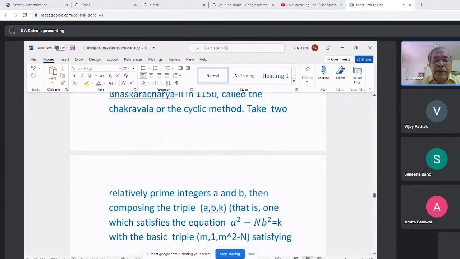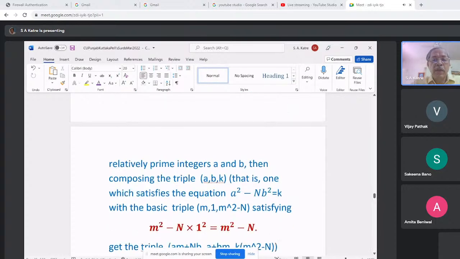So in this method, first of all, you take two relatively prime integers, a and b. Then you consider the triple a, b, k. This triple means it is a solution to the equation, that means a square minus n into b square is equal to k. Actually, what you do, you take a and b, some values, and substitute there and get some k.